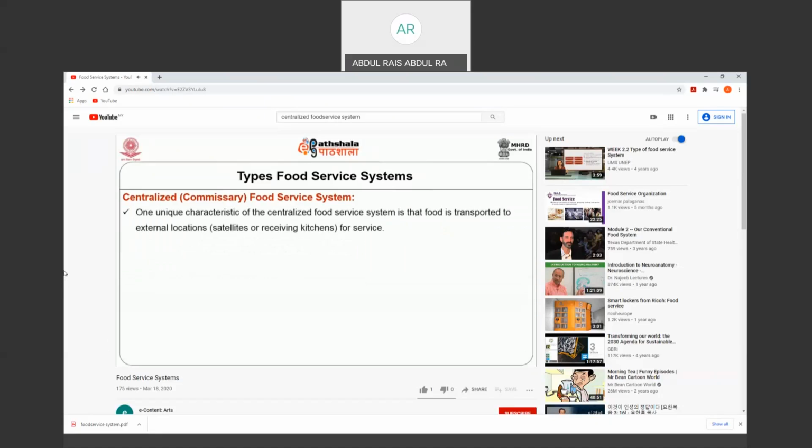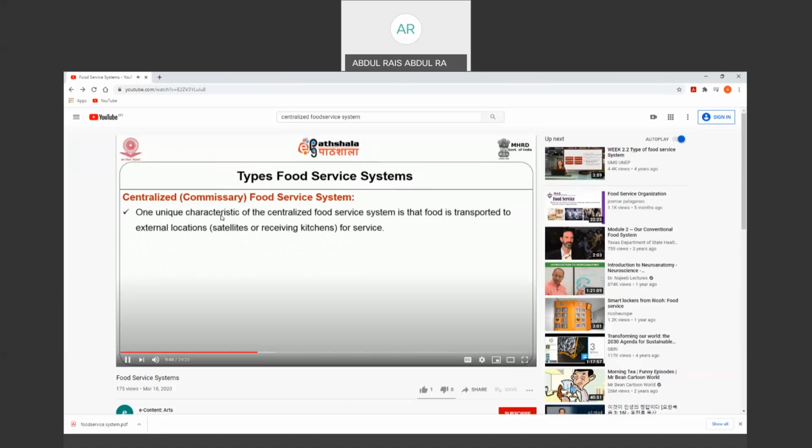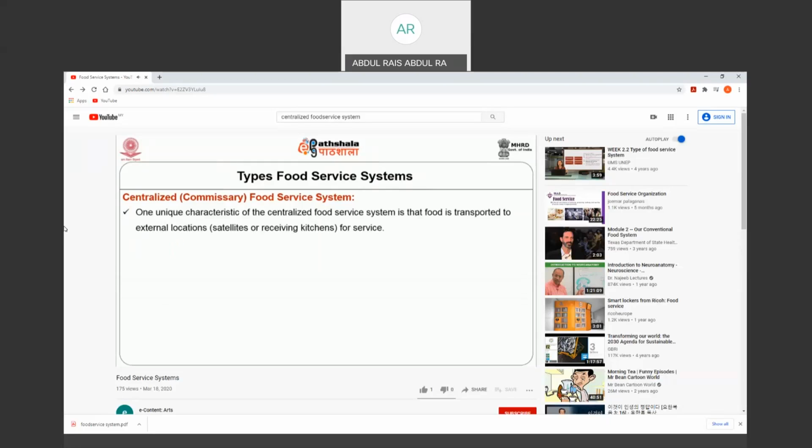One unique characteristic of the centralized food service system is that food is transported to external locations. Tengok apa yang dia reflect apa yang saya cakap tadi. Unik dia, makanan disediakan pada satu tempat, kemudian dia dihantar ke external location for service. Also known as satellites for service.